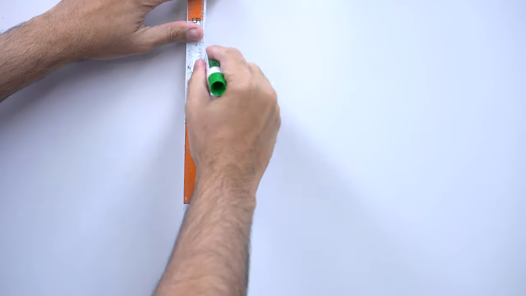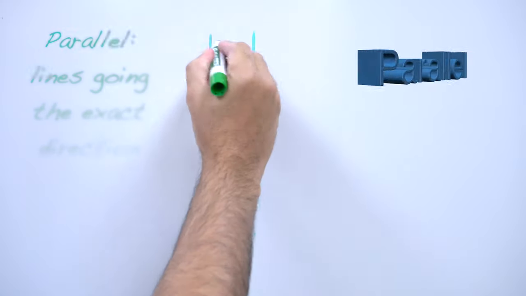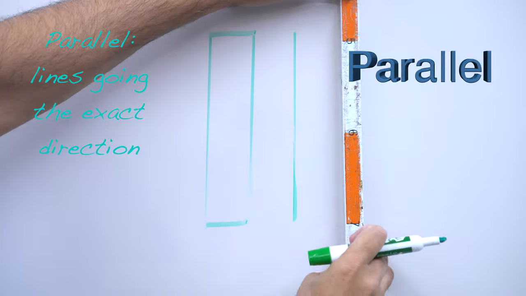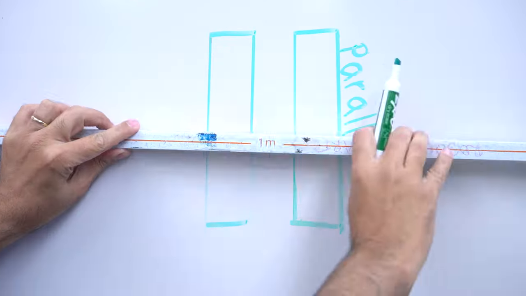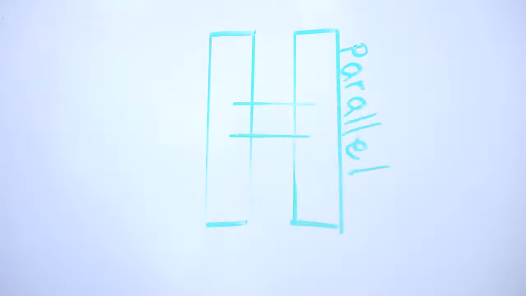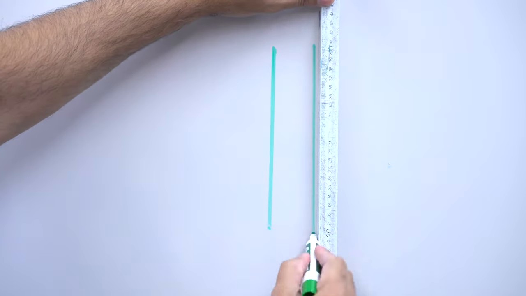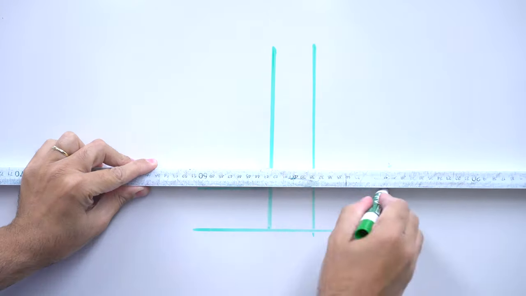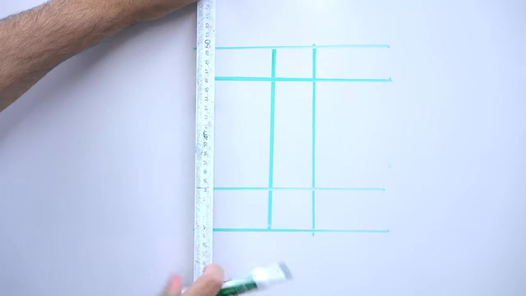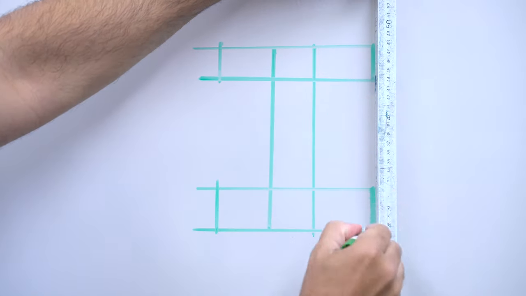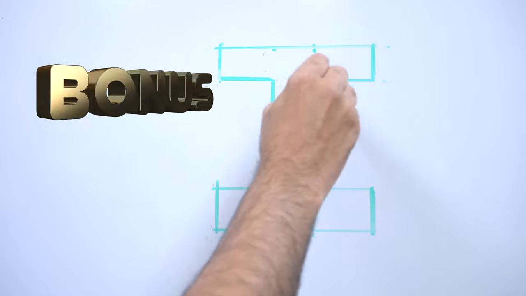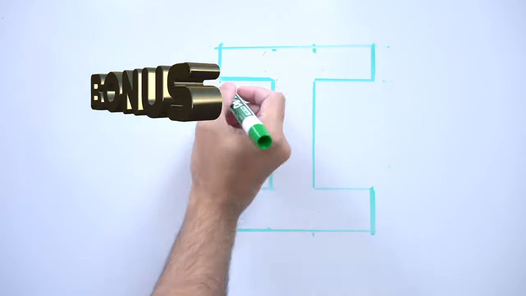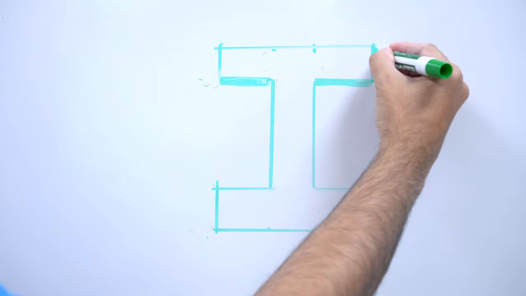Another tip is that letters that have parallel lines must do just that, go the same exact direction. Here, the letter H has two vertical parallel lines. Meanwhile, the letter I has two parallel horizontal segments. Another easier way to add dimension or 3D effect to your letters is to simply make one side of it thicker.